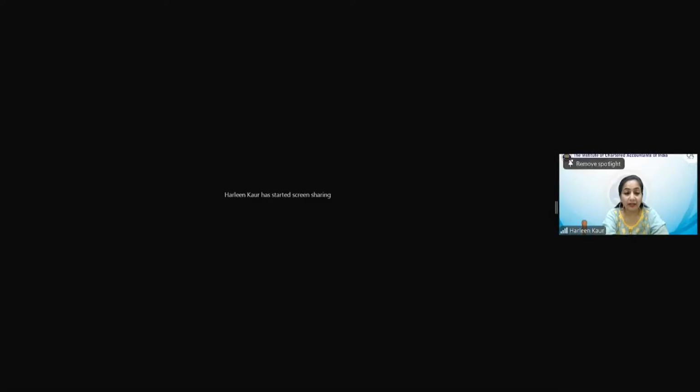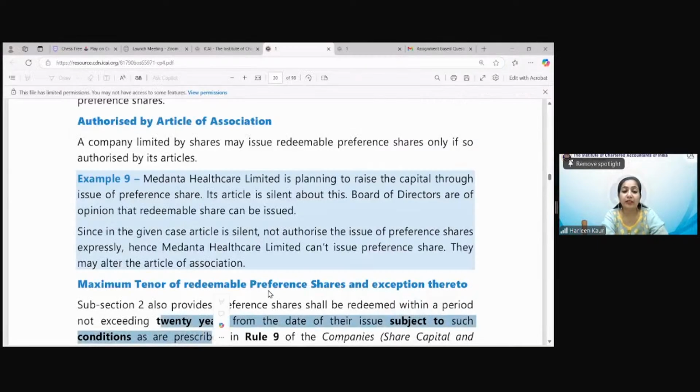Let's have a quick recap from the chapter also. Maximum tenure of 20 years. If it is an infrastructure company, then you will issue the preference shares for 10 years, 50 years, 30 years.